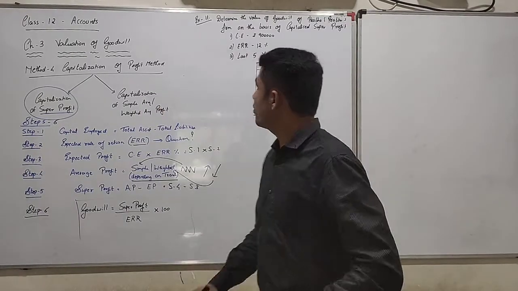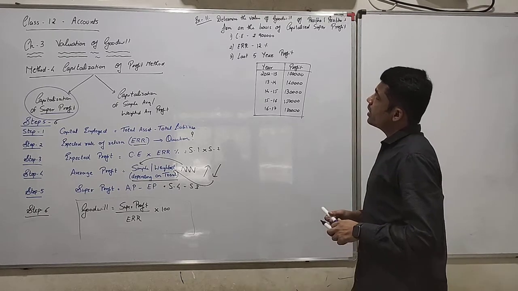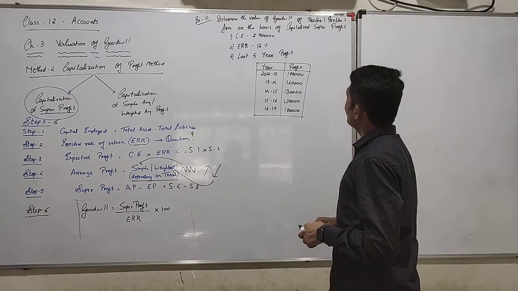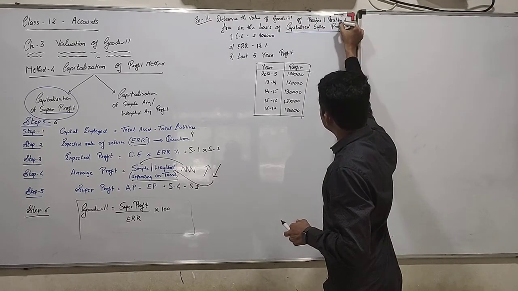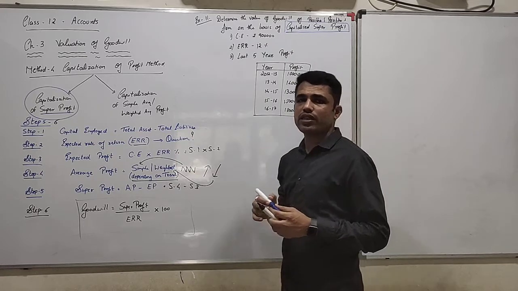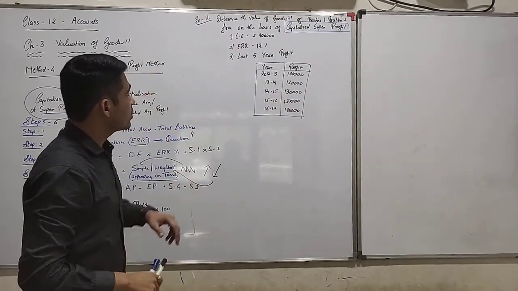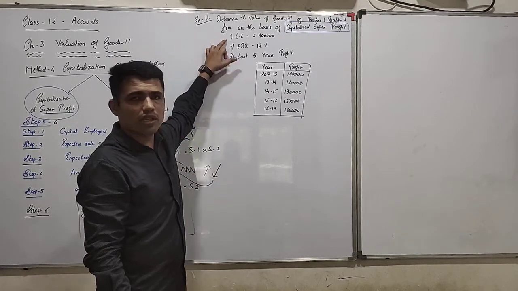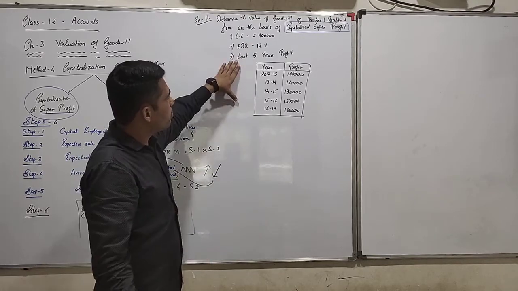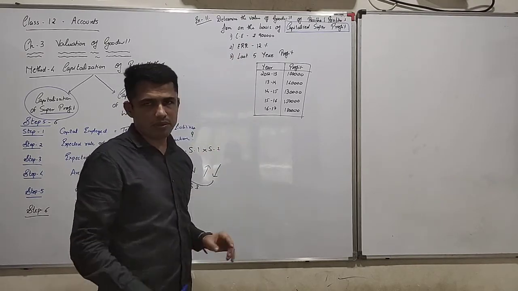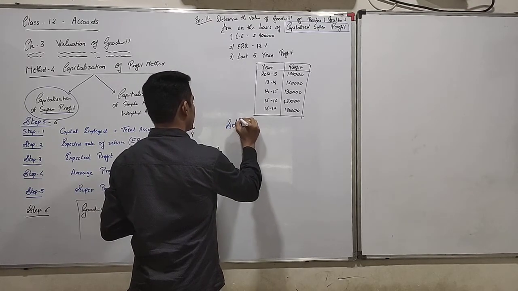Now moving to one sum, we are starting with exercise question number 11. The question says: determine the value of goodwill of Prabha and Prabhu's firm on the basis of capitalized super profit. Friends, it is clearly specified we are supposed to use the capitalized super profit method, and the details given are as follows. Capital employed is 9 lakh, ERR is 12%, and the profit of the last 5 years is given. So let's start with the solution.